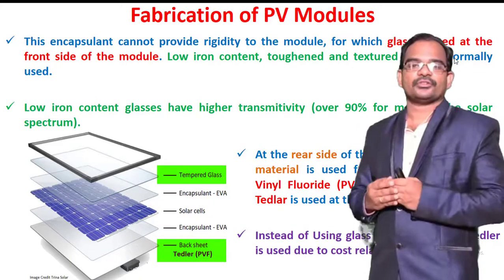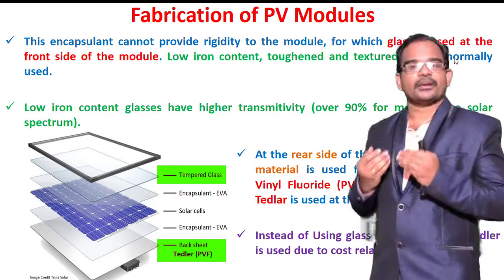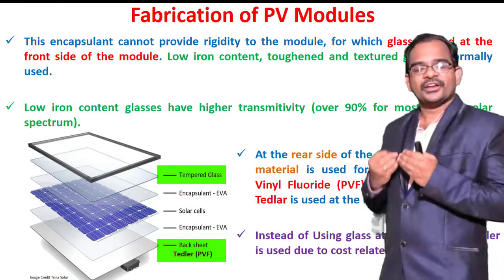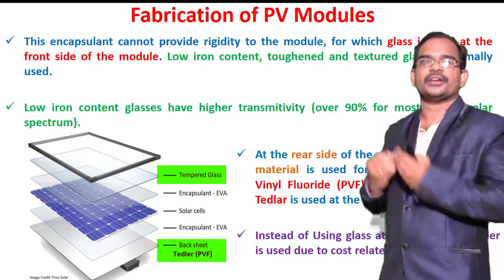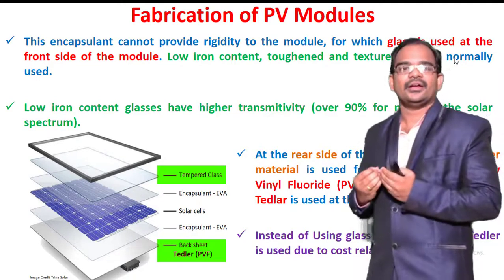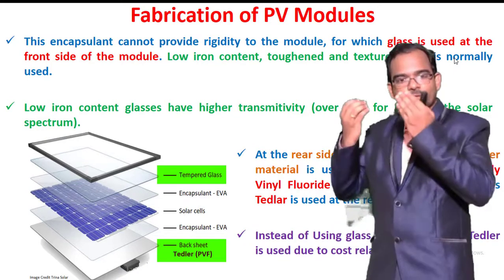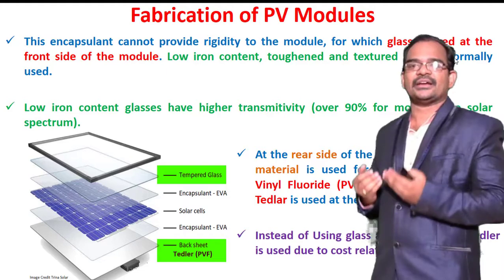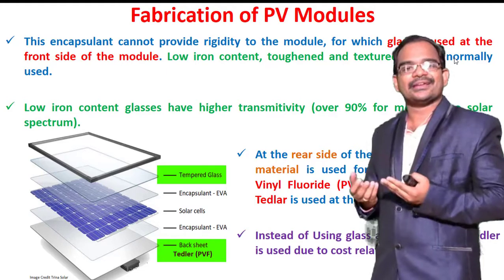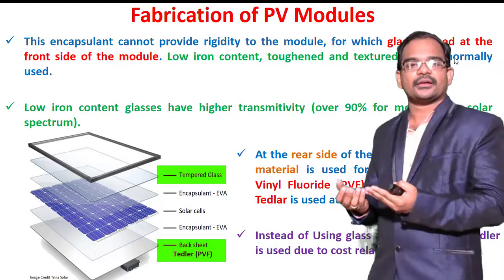It's because glass is more costly when compared to Tedlar, and generally protection of a solar module has to be done from the front side mostly, and that is the reason why the costly glass is used at the top end. At the bottom only rigidity is enough, and that is the reason why we use Tedlar at the bottom of the solar module structure.